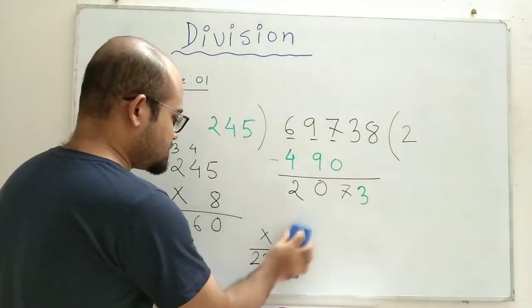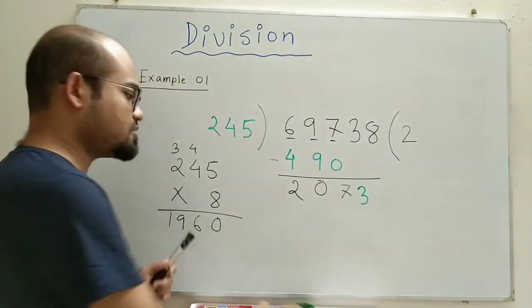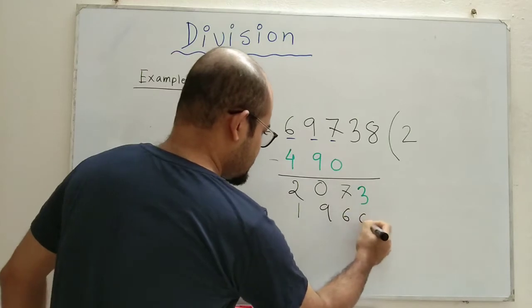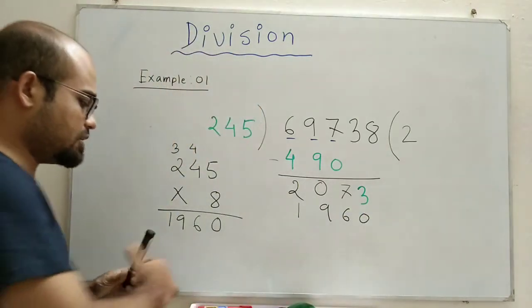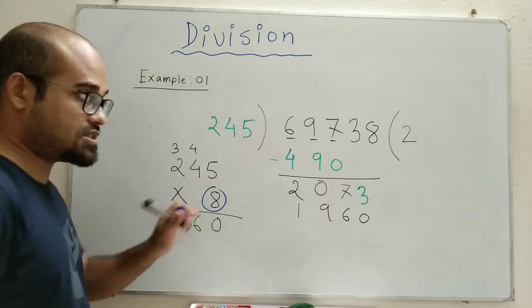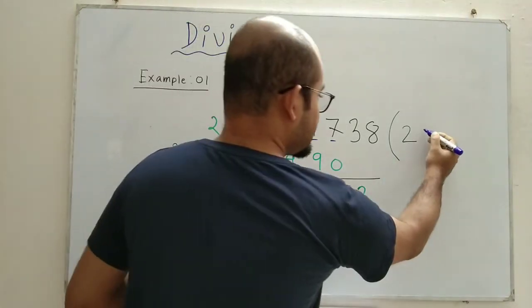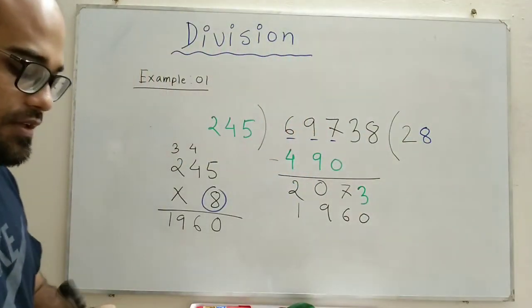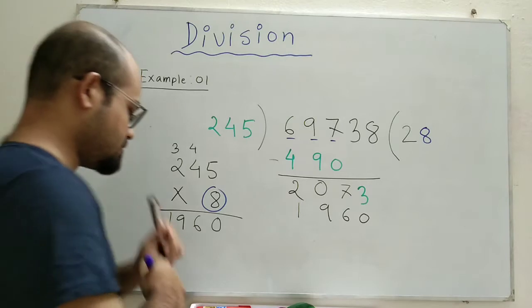So this is not my choice. Rather, 1960 is my choice. So let me put down 1960. And the number which when multiplied by 245 gives me 1960 is 8. So we'll put 8 this side, over here in the portion reserved for the quotient.